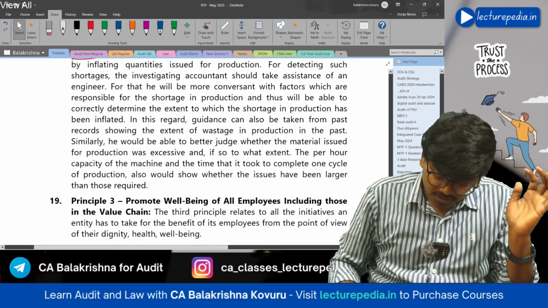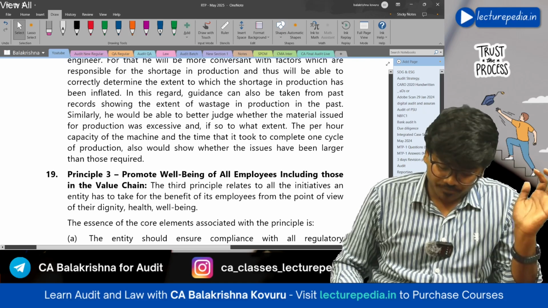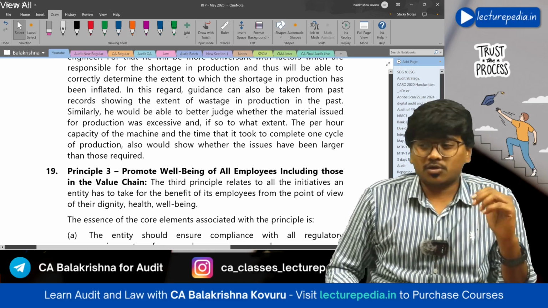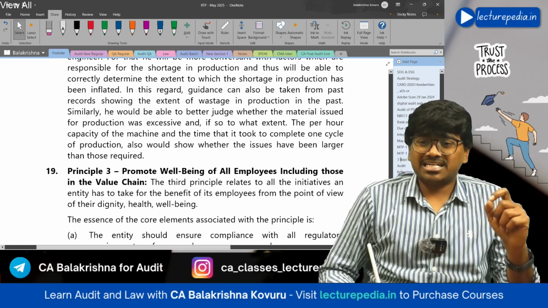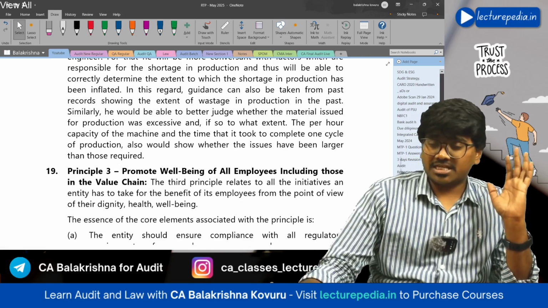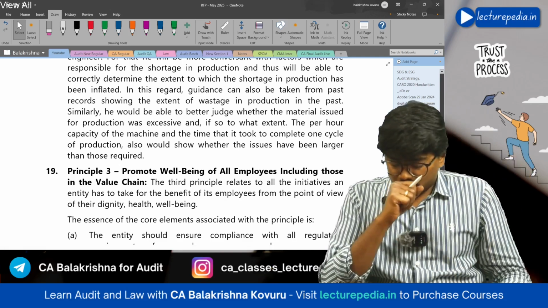So all these procedures the investigating accountant will perform for identifying fraud in case of inventory.